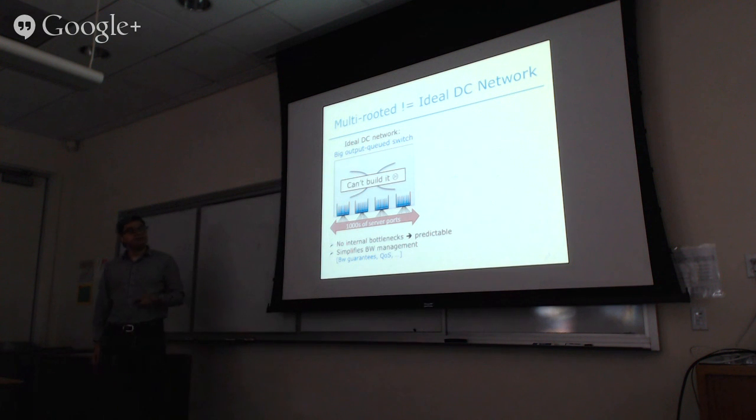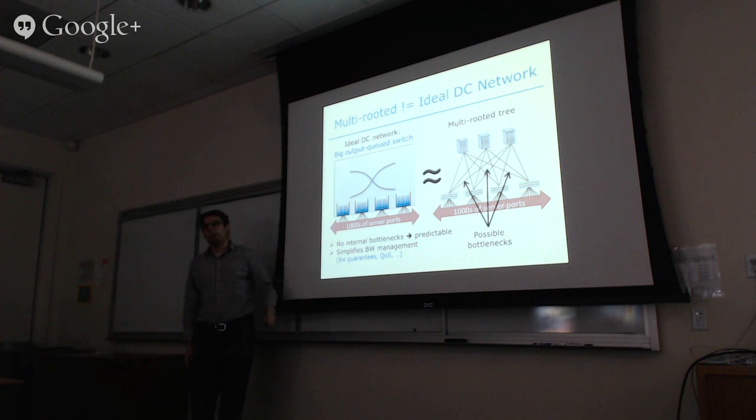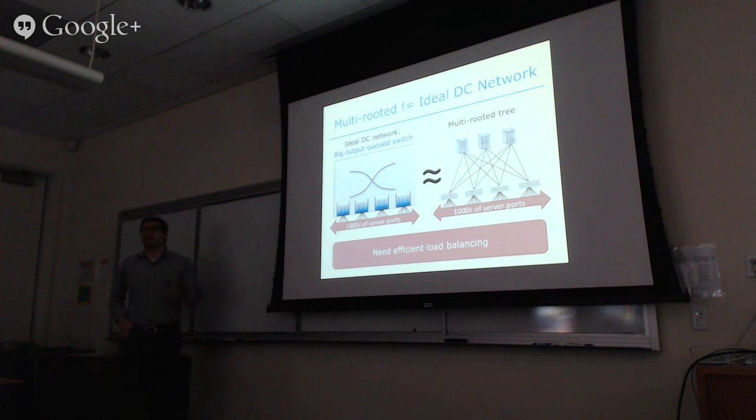But the problem is we can't really build a network like this at any reasonable scale, so we're approximating it with these multi-rooted network designs, which of course aren't ideal. They have these internal links which can become bottlenecks. And so this approximation is really only as good to the extent that we can balance traffic across all of these internal links and avoid hotspots within the fabric. So we need precise load balancing.